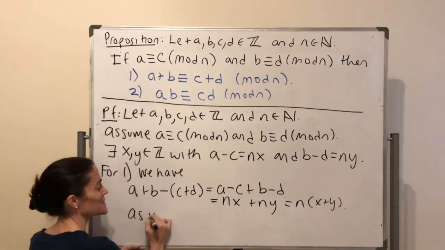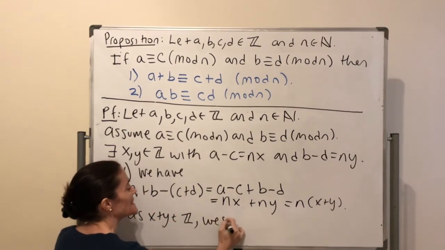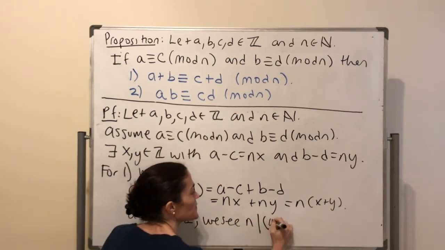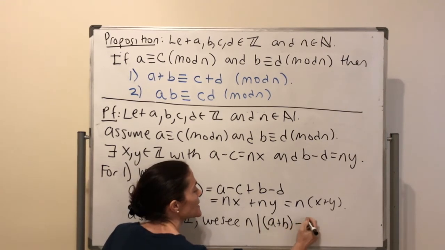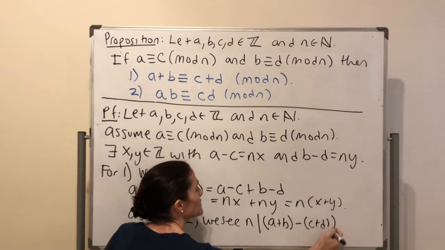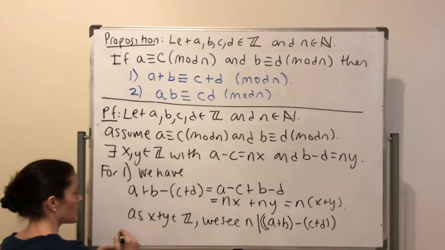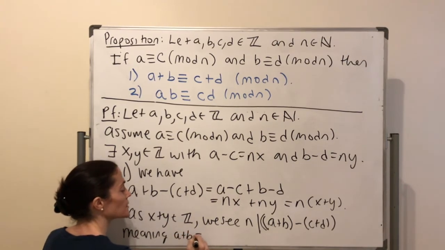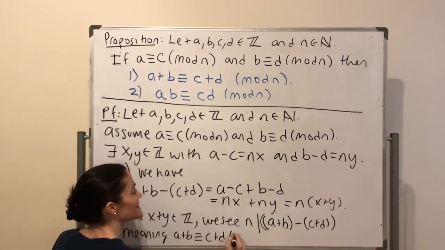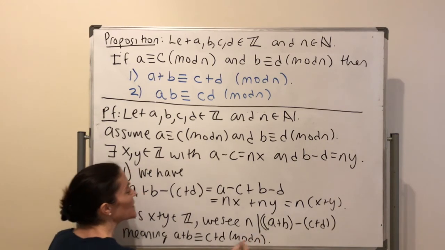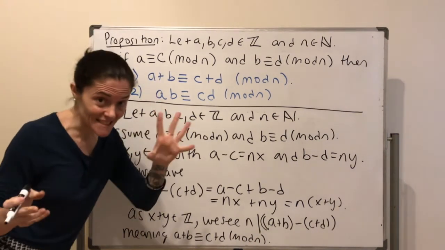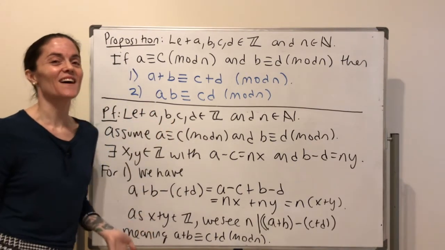So as X plus Y is an integer, we see that N divides A plus B minus C plus D. And this means A plus B is congruent to C plus D mod N. So far, we have proved number one: we have shown that this addition on classes is well defined.